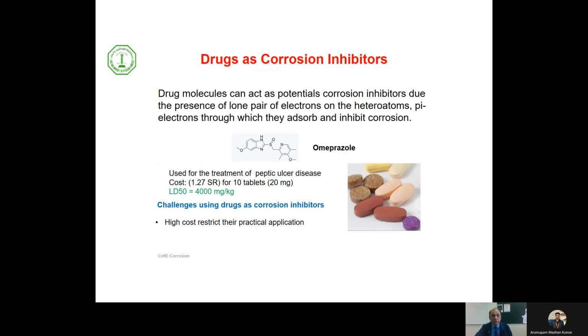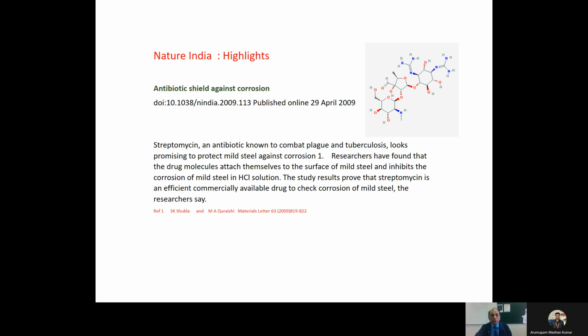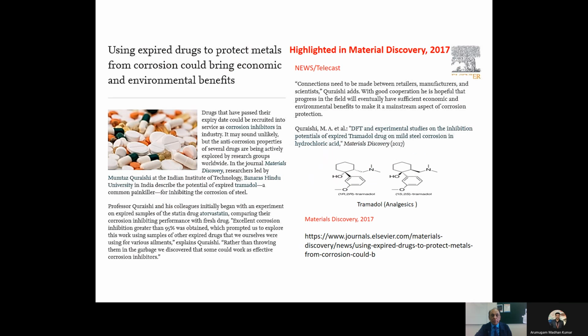These are the examples. And drugs are also considered non-toxic inhibitors. So we can use them as inhibitors, but they are very costly. So we have used expired drugs as corrosion inhibitors. And this work was highlighted in Materials Discovery because they are very good inhibitors, and moreover, they are non-toxic.